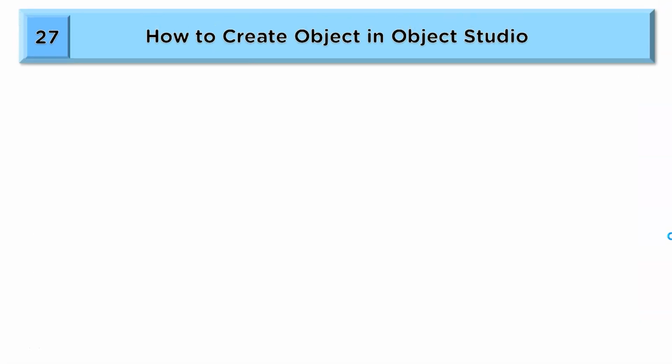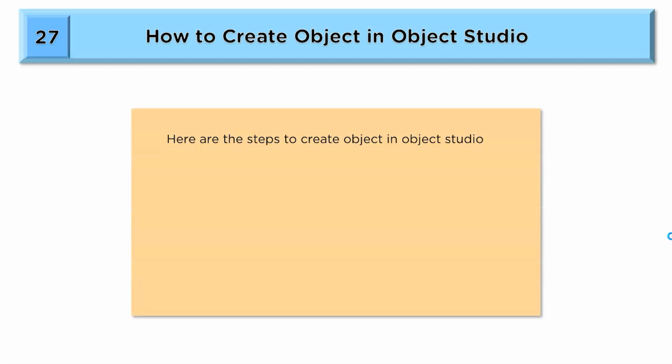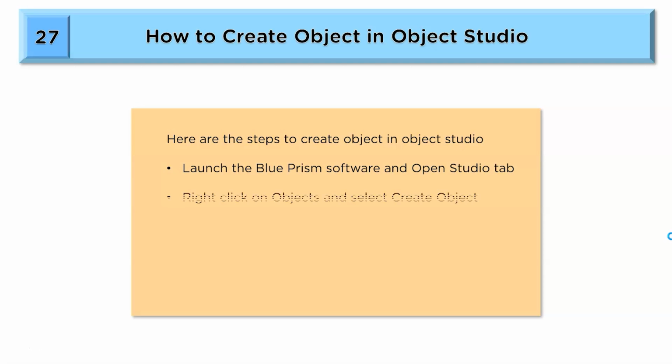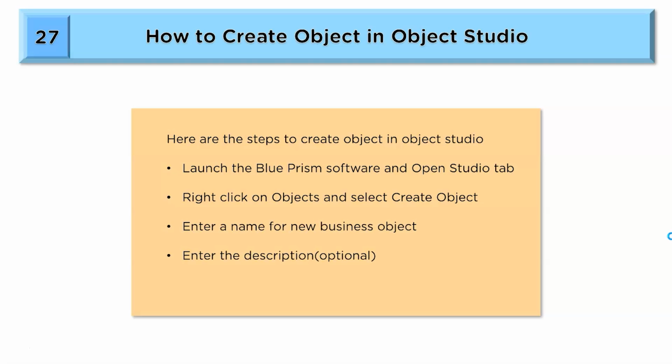How to create an object in Object Studio. Here are the steps to create an object in Object Studio. Launch the Blue Prism software and open the Studio tab. Right-click on Objects and select Create Object. Then enter a name for the new business object, enter the description, which is optional, and finally it will create an object in the Objects list. So let's jump into the Blue Prism software and create an object.